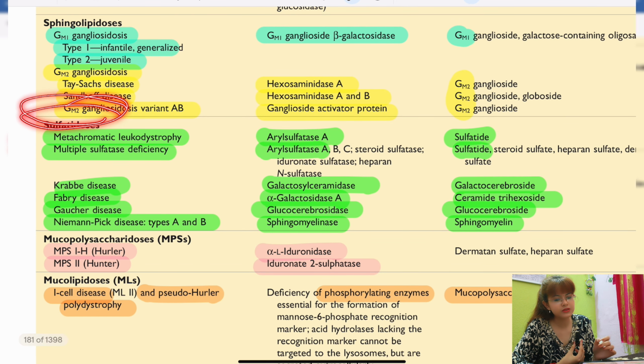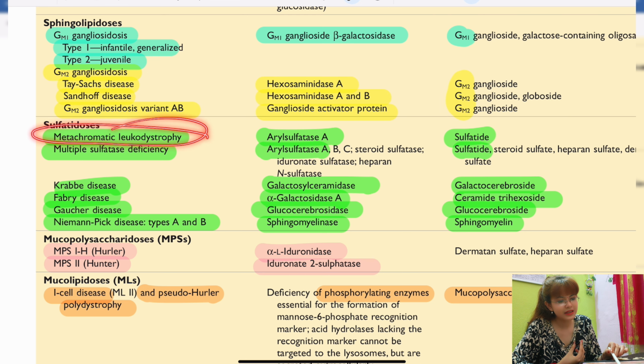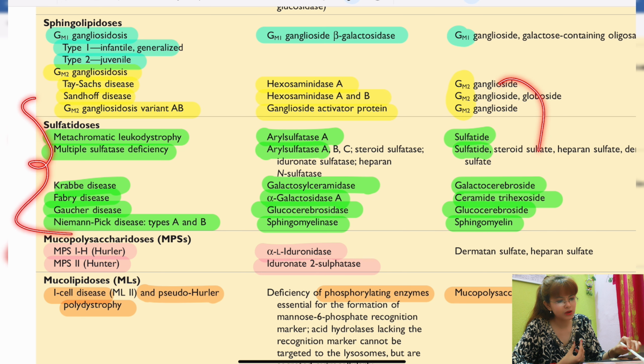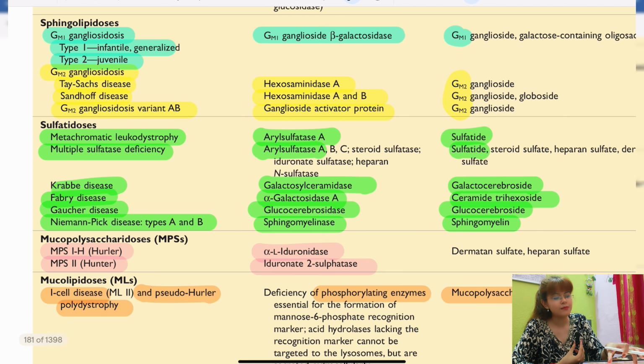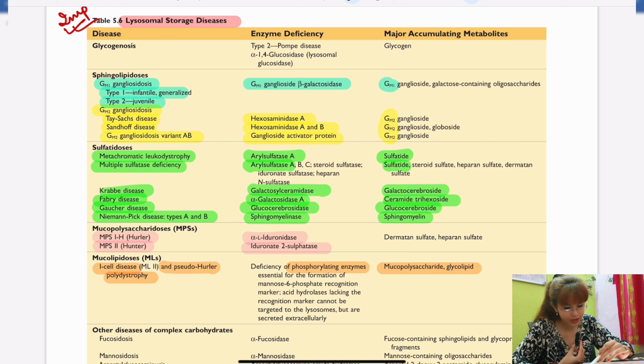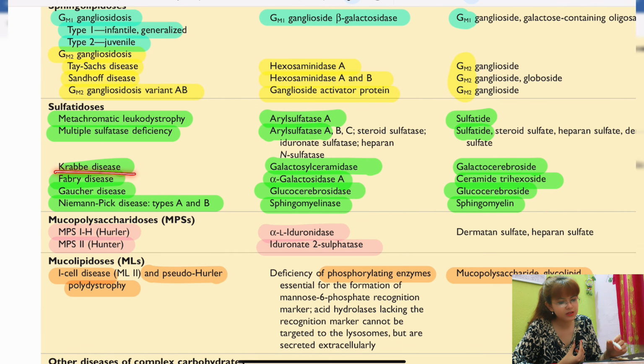Similarly, in the sulfatidosis, the metachromatic leukodystrophy, this is the enzyme involved, this is the metabolite accumulated, and all of this you must remember. You see all the names are given, and the enzyme name which is defective is also given, and the substrate which is the metabolite accumulated is also written. So this is a very very important chart. You can see in Krabbe's disease there is deficiency of galactosyl ceramidase, which leads to accumulation of galactocerebroside. Fabry's disease, alpha galactosidase A leads to accumulation of ceramide trihexoside. Gaucher disease, glucocerebrosidase, because of which there is accumulation of glucocerebroside.